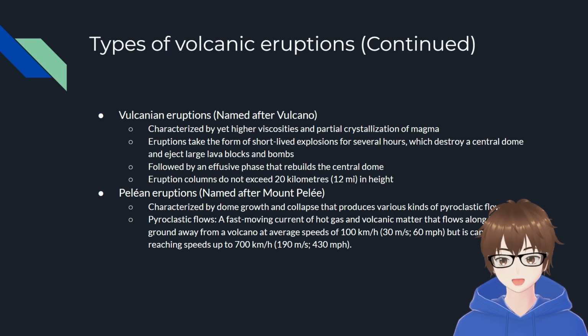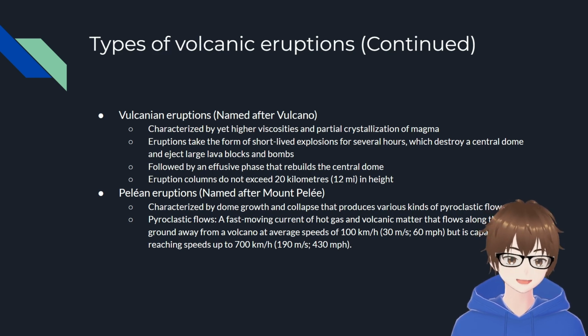It is followed by an effusive phase that rebuilds the central dome, and the eruption columns do not exceed 20 kilometers or 12 miles in height. Then we have the Pelean eruptions, which are named after Mount Pele. It's characterized by the dome growth and collapse that produces various kinds of pyroclastic flows. Pyroclastic flows being a fast-moving current of hot gas or volcanic matter, like we talked about before. And the speeds of this can average about 100 kilometers per hour, but it's capable of reaching 700 kilometers per hour, so it can go very, very fast.